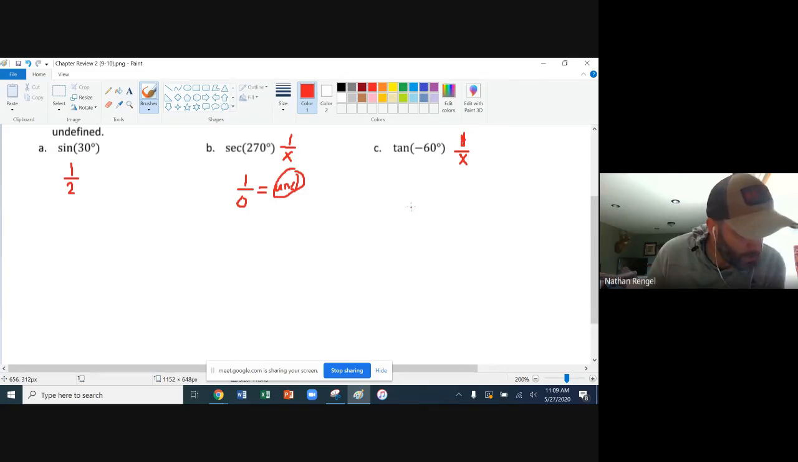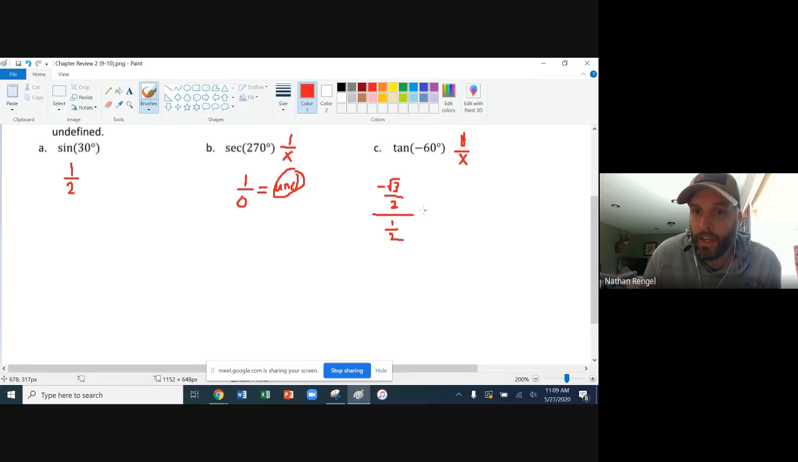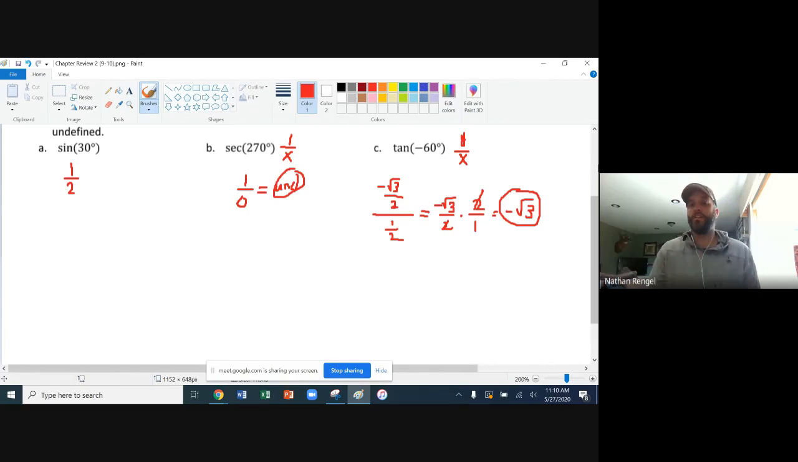So we find our y coordinate at that position. Our y coordinate is -√3 over 2. And then we're dividing that by the x coordinate, which is 1/2. Complex fraction, it's basically just a division of fractions. We're going to take -√3 over 2 times 2 over 1. Your 2's are going to cancel, and you're just going to get -√3. So there would be my tangent. So in each case, you want your unit circle handy.